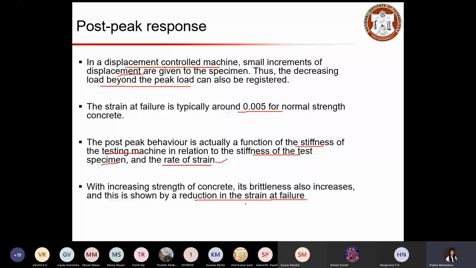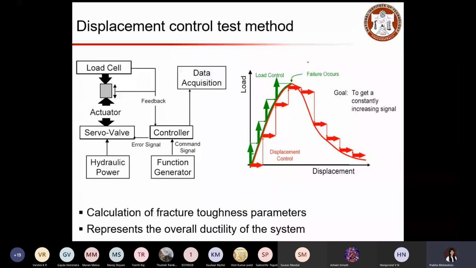So here it represents the displacement control test method and the concept. You can see this indicates your concrete specimen, and you are applying compressive load. For the displacement control test method, you need to have an actuator, and a load cell to monitor the load, and you have the hydraulic power that gives the power to operate the testing, and you have a servo valve controller.